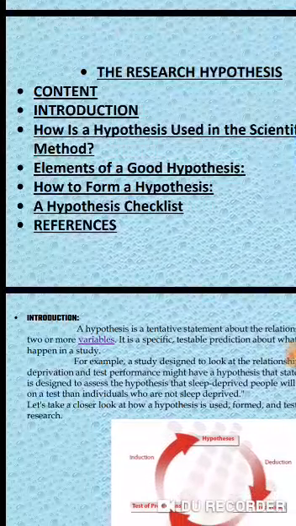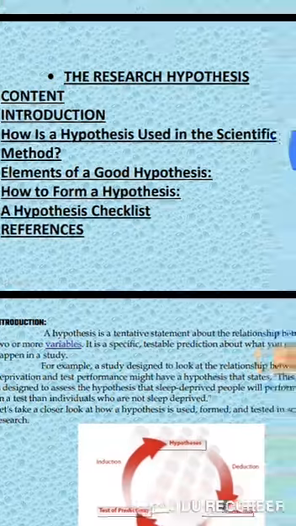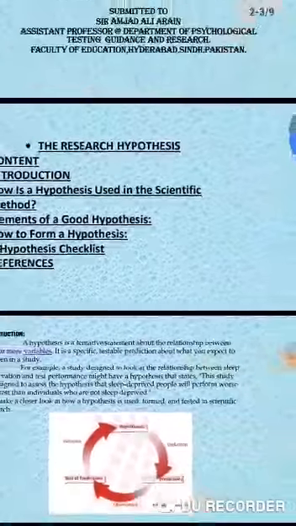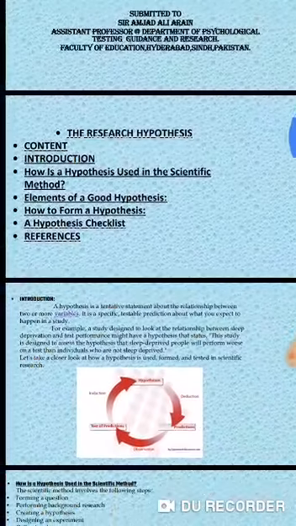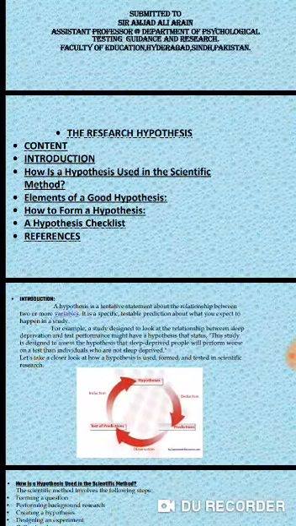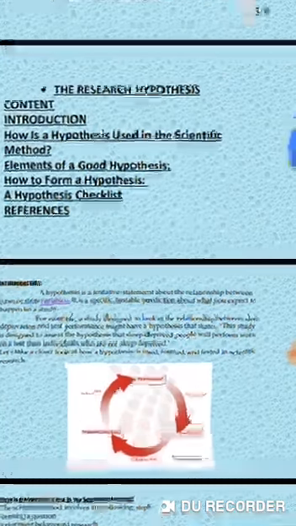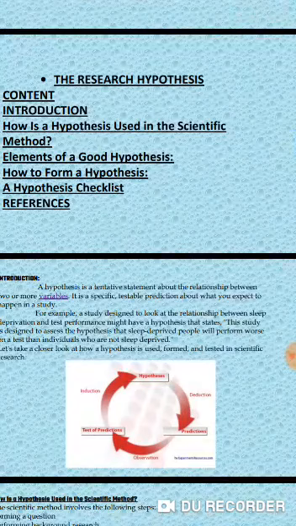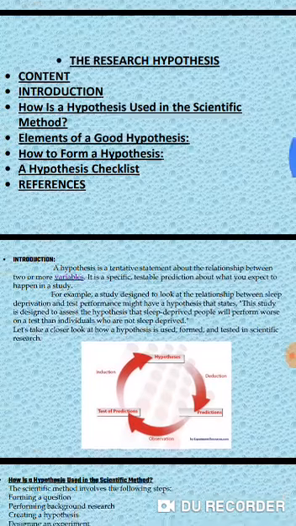For example, a study designed to look at the relationship between sleep deprivation and test performance might have a hypothesis that states this study is designed to assess the hypothesis that sleep deprived people will perform worse on a test than individuals who are not sleep deprived. Means जो sleep deprived people लोग होते हैं वो किसी भी टेस्ट पे बहुत बुरा परफॉर्म कर सकते हैं as compared to those people who are not sleep deprived. Let's take a closer look at how a hypothesis is used, formed, and tested in scientific research.